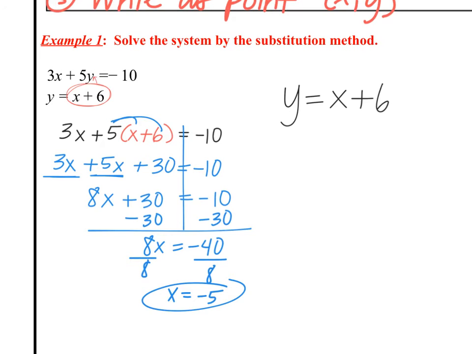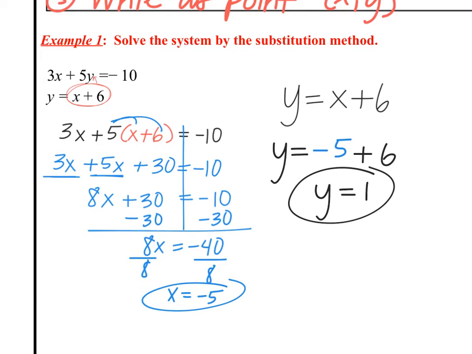And now instead of putting x, you're going to replace. We're going to replace x with -5. So it's -5 plus 6. So what is y equal to? 1. You have x is -5, y is 1, write it as a point, -5, comma 1. That's your final answer right there.